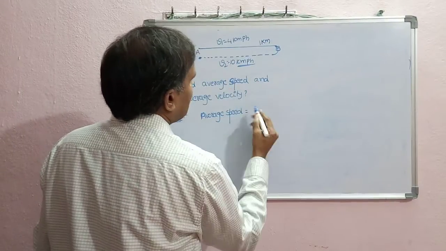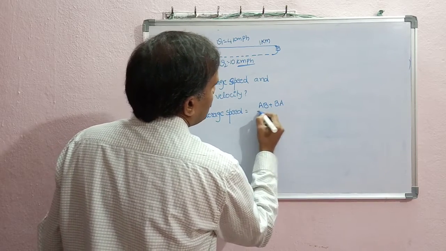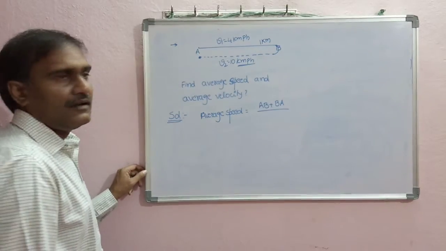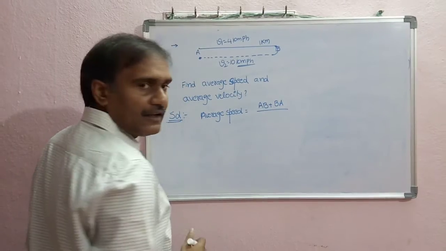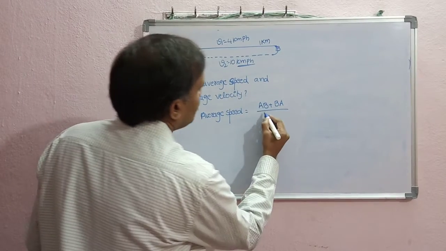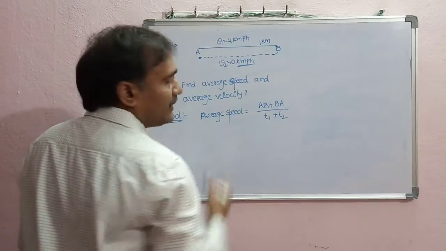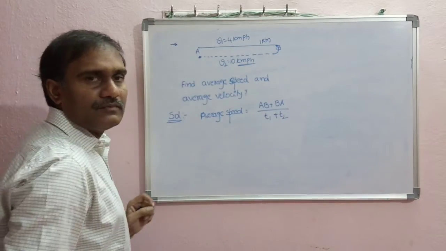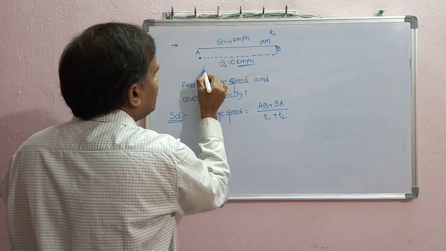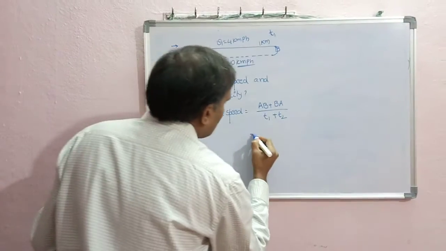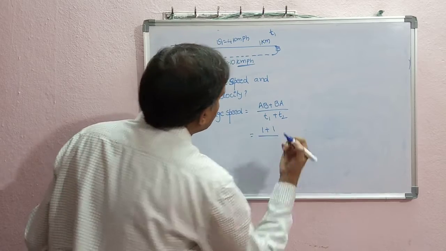Now, total path length, that is AB plus BA, the actual length of the path travelled by the particle, divided by time interval T1 plus T2. For the journey AB, time interval is T1. For the journey BA, time interval is T2. Now, AB is nothing but 1 kilometer. BA is also nothing but 1 kilometer.